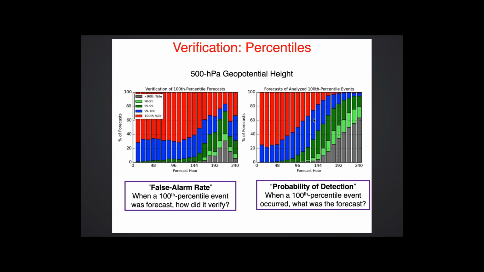So the plot on the right here can be interpreted as a probability of detection, or when a 100th percentile event occurred, what was the forecast? And if we look at, say, the 144-hour forecast, we can see that when a 100th percentile event occurred, only about 20% of the time, that's what was forecasted 144 hours out. But we can see that most of the time, it wasn't a 100th percentile event that was forecasted, but still, it was like a 99th to 95th percentile event. So while the probability of detection isn't as great as the false alarm ratio, it's still not that bad.